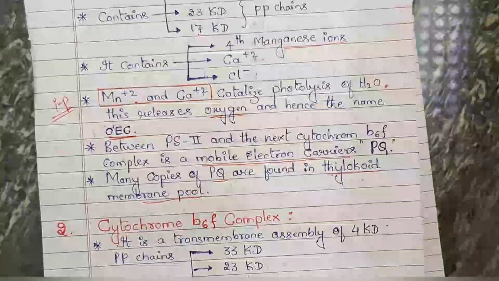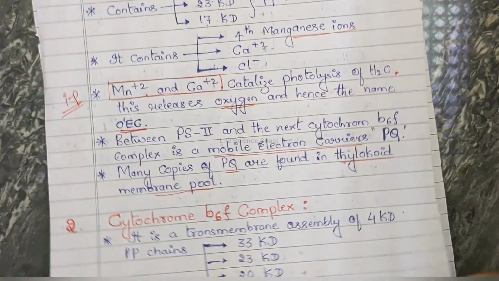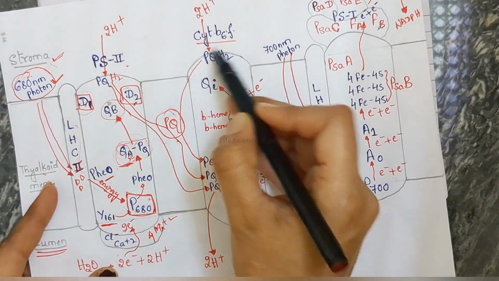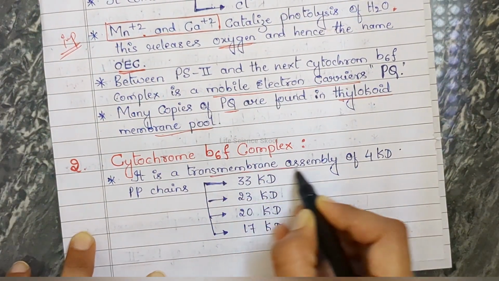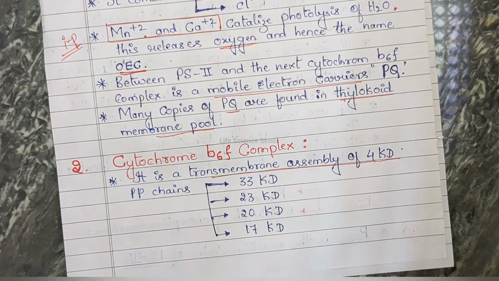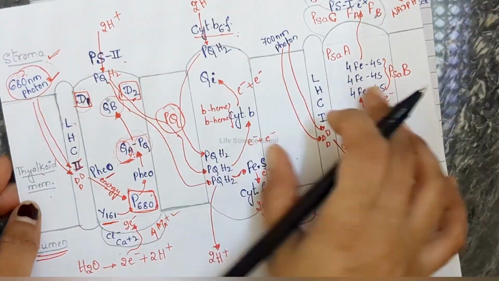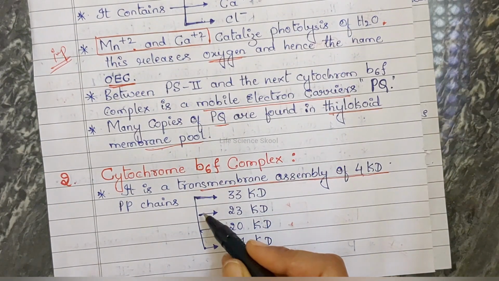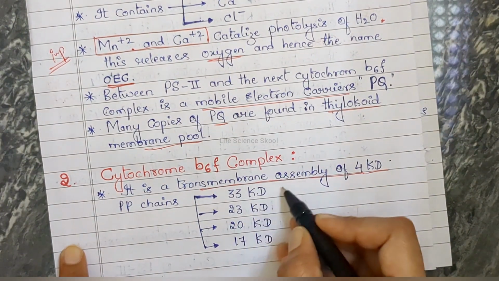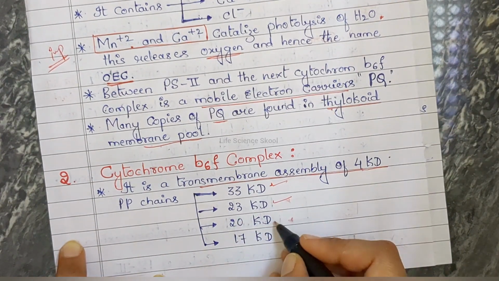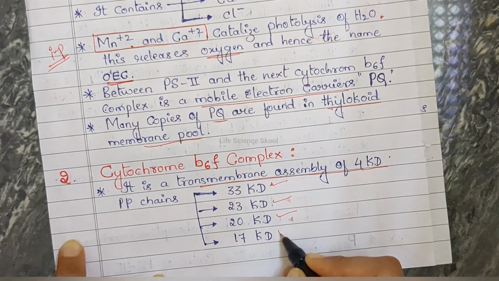That's about PS2. Now we will move on to the next one, that is the cytochrome B6F complex. It is also a transmembrane assembly of four kilodalton. Transmembrane means it is located on the membrane. It contains polypeptide chains of 33 kilodalton, 23 kilodalton, 20 kilodalton, and 17 kilodalton.